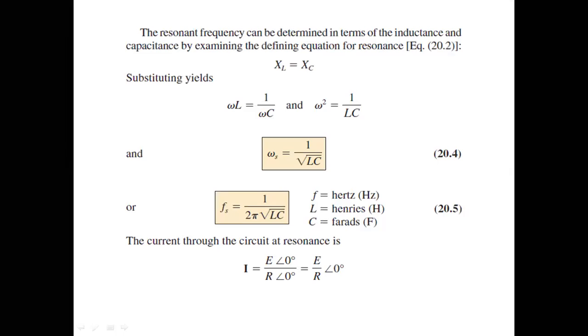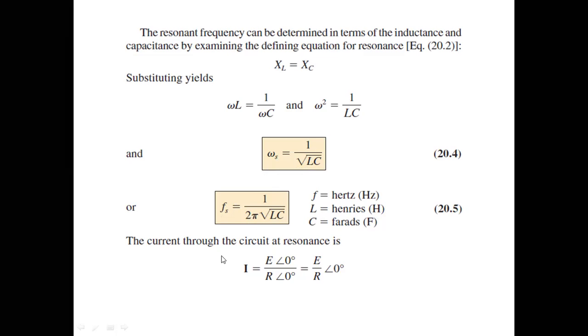As XL is equal to XC, now we are going to find the value of f, the resonance frequency of the series resonance circuit. XL is equal to omega L, XC is equal to 1 over omega C. By taking omega to one side and L to the other, omega squared will be equal to 1 over LC. Taking the square root, omega is equal to 1 over the square root of LC. As omega is equal to 2 pi f, f will be equal to 1 over 2 pi square root of LC.